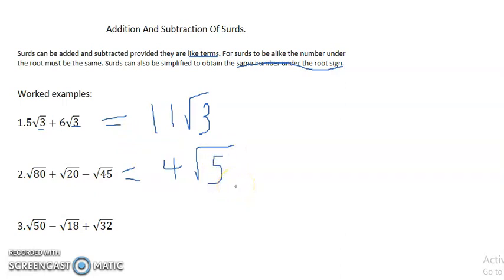Root of 20 gives 2 root of 5. And the root of 45 gives what? 3 root of 5.